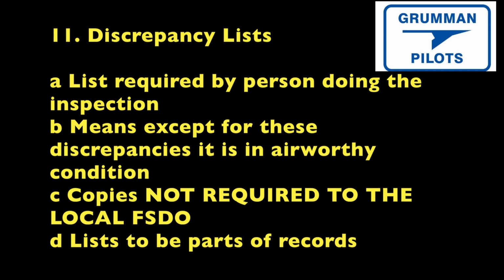Now, discrepancy list. A lot of people say, oh, can you do the annual, and if there are any discrepancies, just give me a list and I'll take care of them. Well, the FAA has something to say about that. They are required. That means that, except for the items on the discrepancy list, the aircraft is an airworthy aircraft. And also, copies are not required to be sent to the local FSDO anymore. If you have a discrepancy list, they just want it to be part of the records of the aircraft.